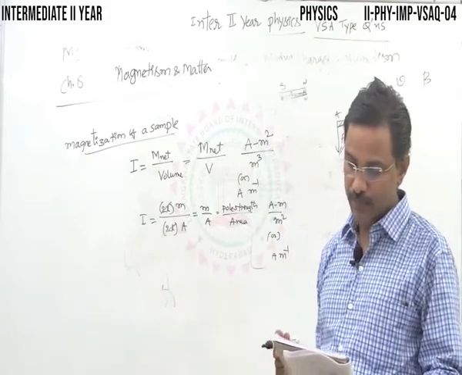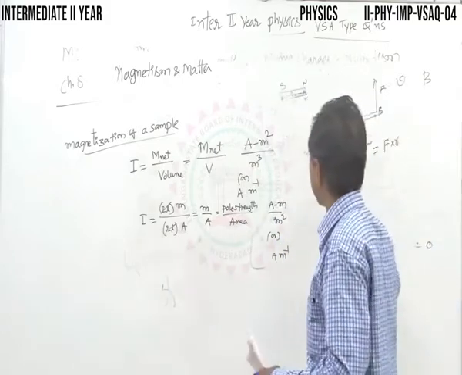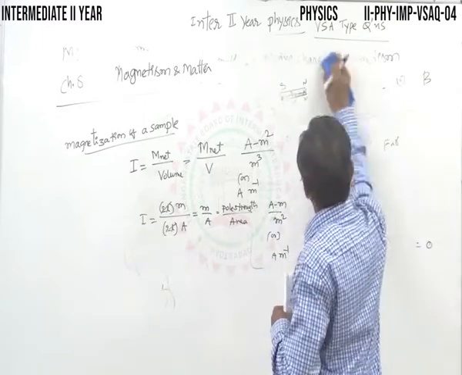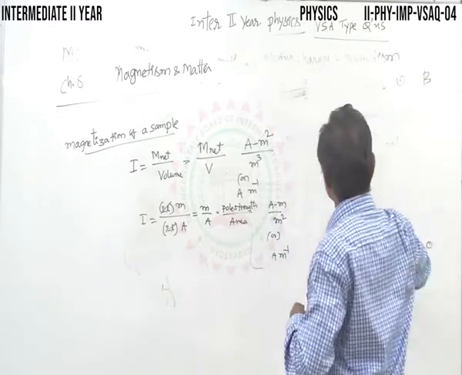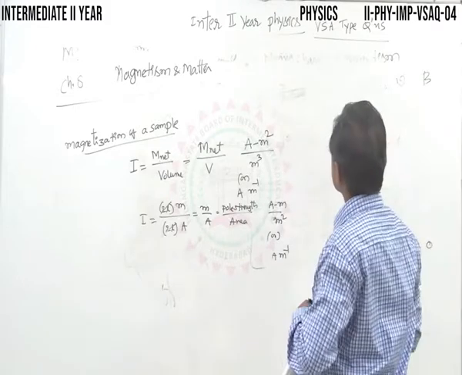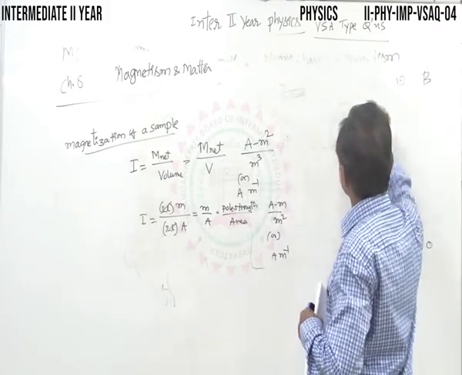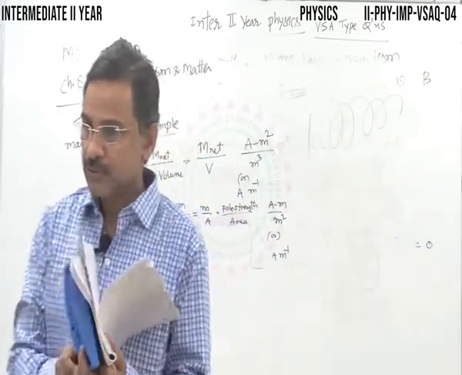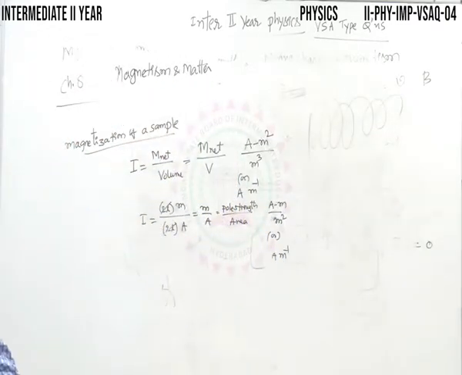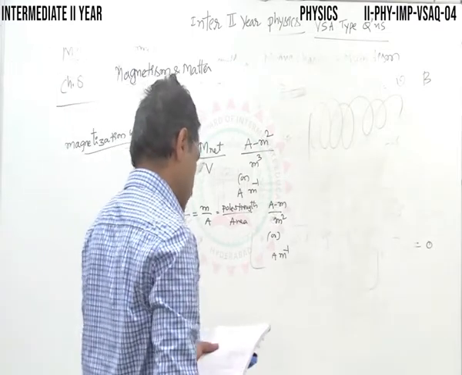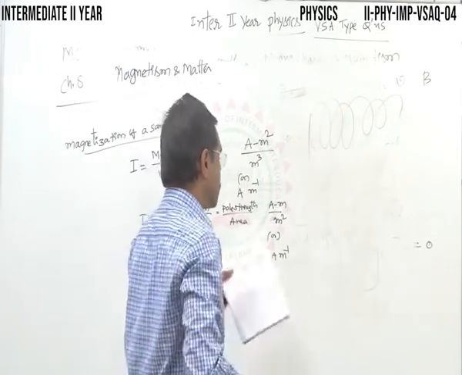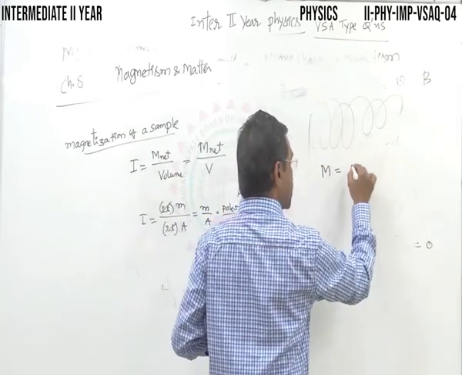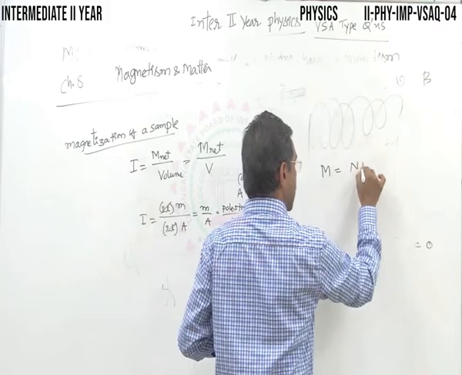What is the magnetic moment associated with a solenoid? Solenoid, hope you remember while deriving that expression, it is a current carrying coil. The magnetic moment of a solenoid, the basic formula is the same: NIA.